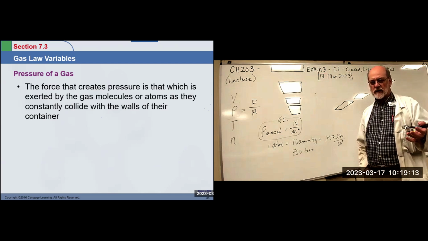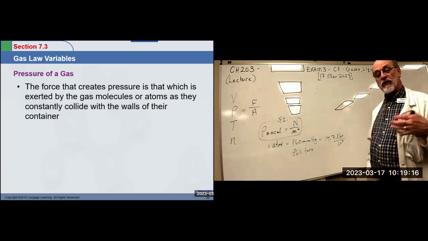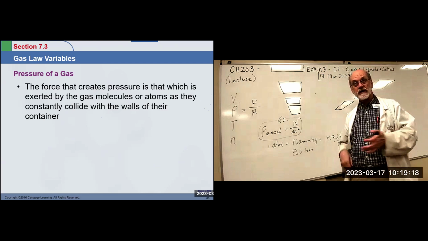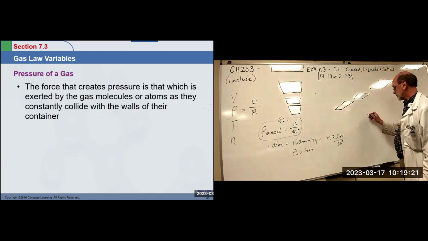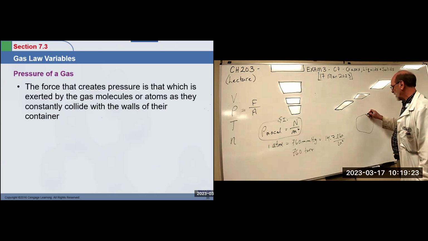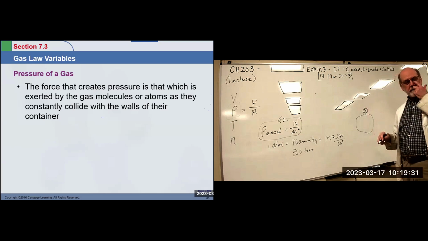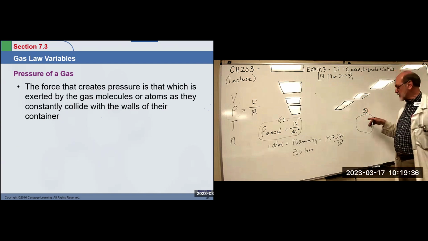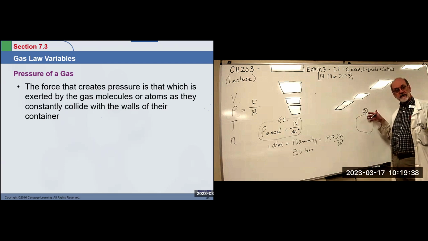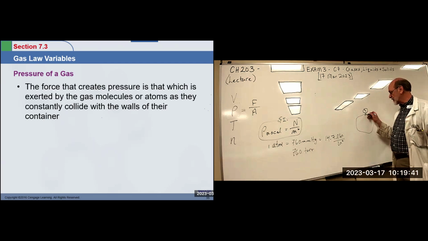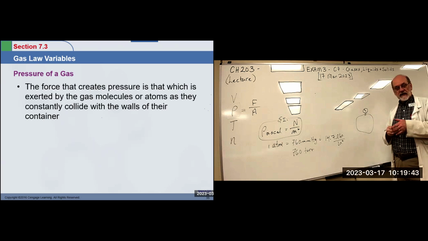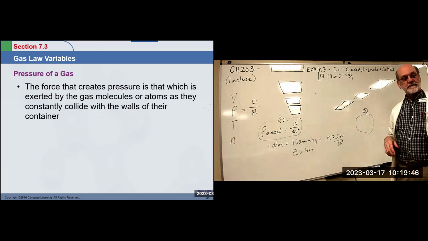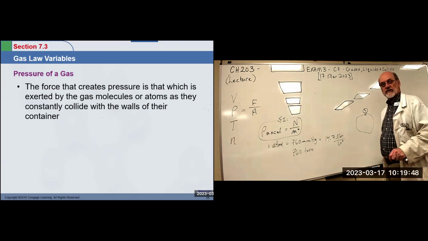I described this a little earlier. Why can we measure pressure in a gas container? We have a gas confined in here, so we stick a gauge in it, and we can measure the pressure. The only reason we can measure pressure is because these gas molecules are banging against the walls and against the diaphragm inside our pressure gauge. If they didn't do that, then we couldn't measure the pressure.